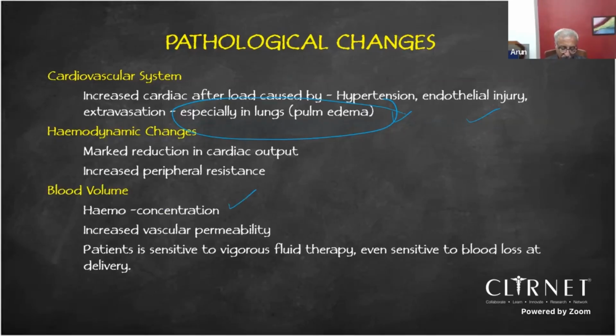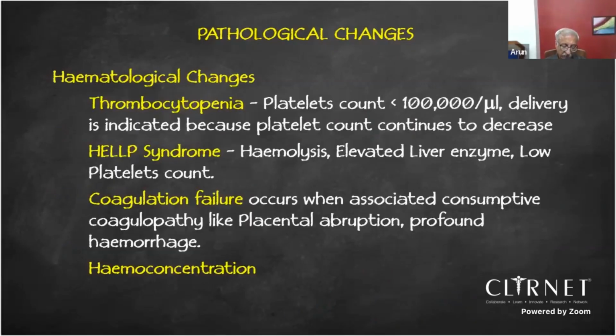Blood volume: there is hemoconcentration, increased vascular permeability, and the patient is sensitive to vigorous fluid therapy, and even sensitive to blood loss at delivery. So we have to be very careful. Many times what we do is we try to give fluids or whatever, so that may be a trouble. There is a minimum fluid, say 60 to 80 ml, which we can infuse. We'll come to that slightly later again.